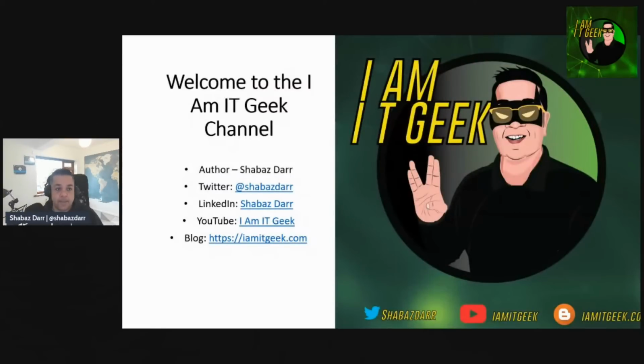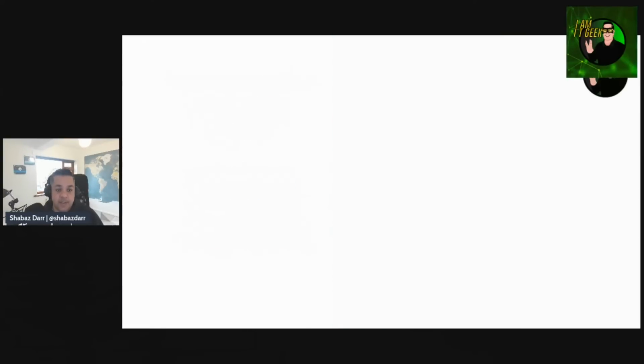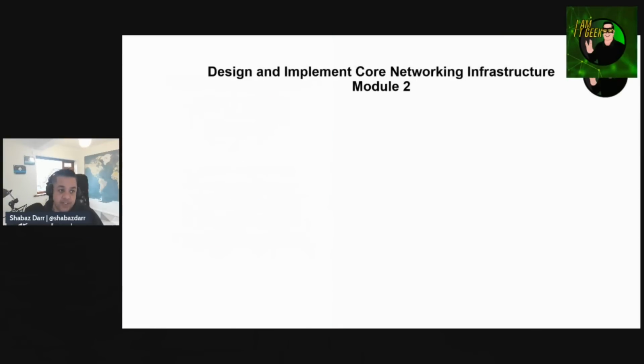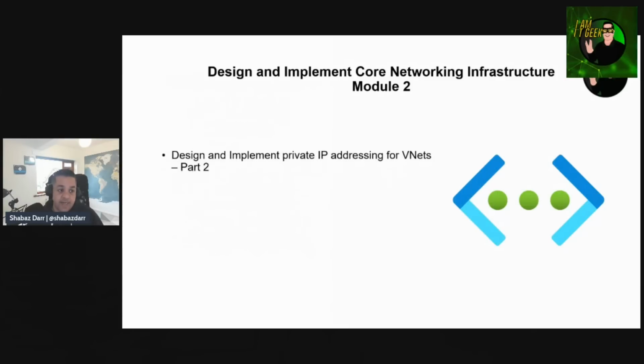We started module 2 in the last episode, and we're continuing with that. I think we looked at VNets and subnetting and those beginner areas of core networking solutions. So let's get started with this episode. As I mentioned, we have made a start on module 2, which is design and implement core network infrastructure. And we are continuing with the designing and implementing private IP addressing for VNets topic. This is part 2 of it.